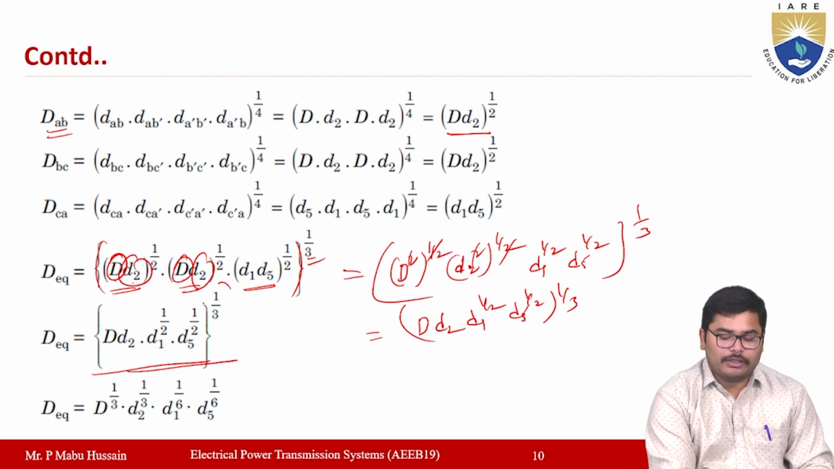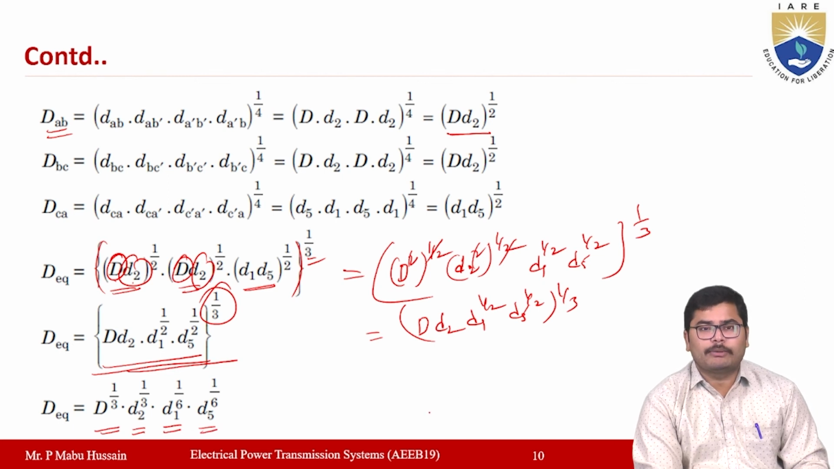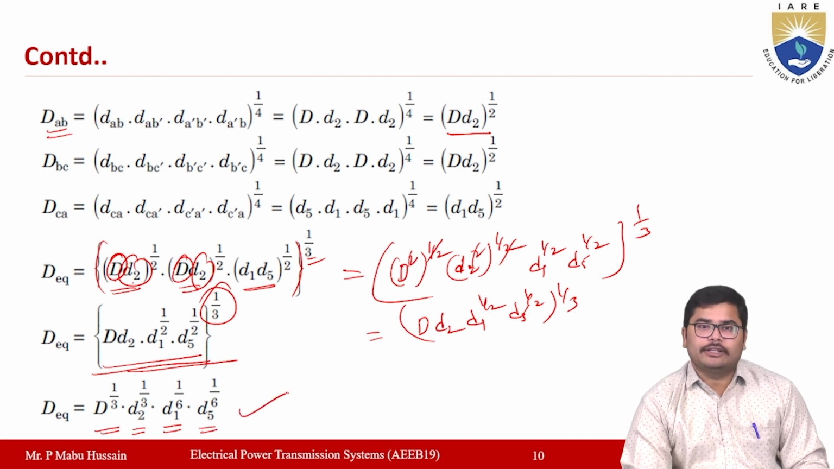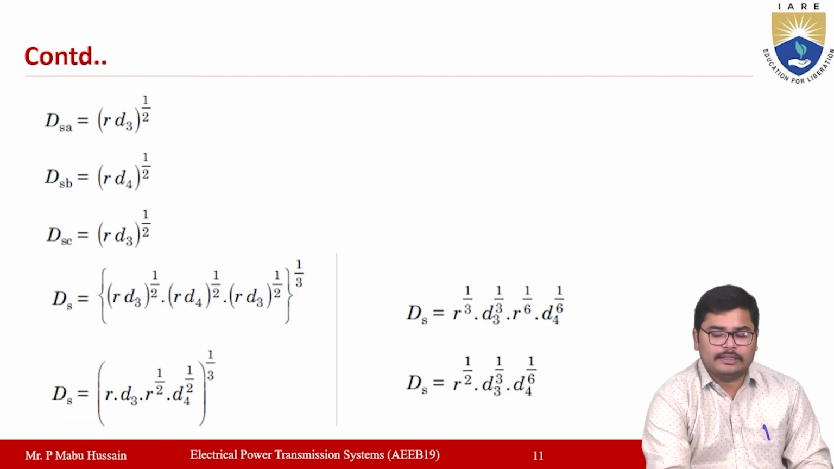Now if this 1 by 3 is also applied to all these terms, then D equivalent is equal to D to the power of 1 by 3, D2 to the power of 1 by 3, D1 to the power of 1 by 6, D5 to the power of 1 by 6. This is about the D equivalent. Then you have to find out the DS.